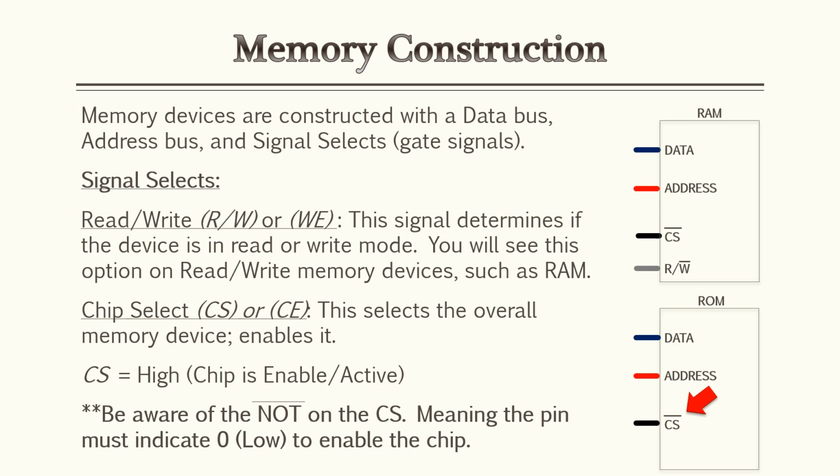The other pin is chip select, also known as chip enable, and this is indicated by a CS for chip select or CE for chip enable. This selects the memory device or enables it in a sense. Now you want your chip select pin to be high to enable the device. However, this is where everyone gets tripped up. A majority of memory devices have a not over the chip select, in other words a dash, meaning the pin must indicate a low or 0 to enable the chip. And we'll go over this a little bit more in some of the example problems.